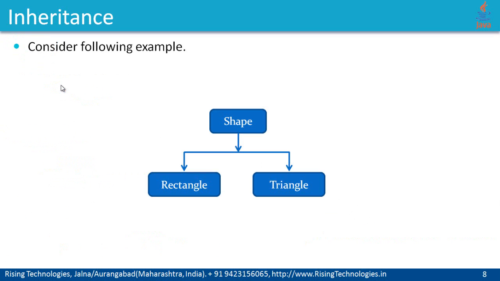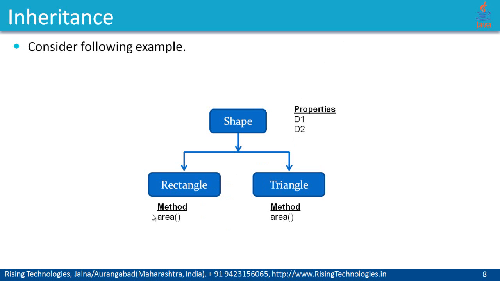Now let's have one more example of inheritance. Suppose I want to create two shape classes, rectangle and triangle, and we know that both these shapes are two-dimensional shapes. So I want to create one common parent class, and these two child classes are going to inherit from this parent class. The common properties, that is the values of dimension 1 and dimension 2, I'm going to declare within this shape class.